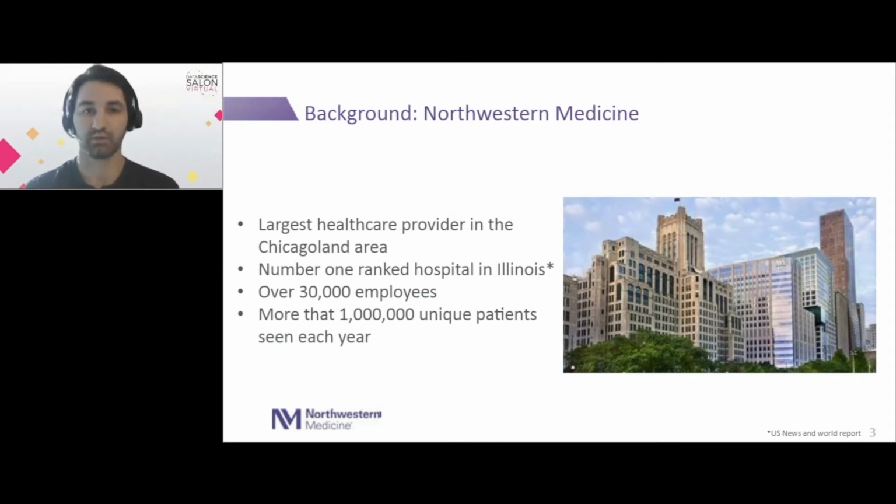So some background about Northwestern Medicine, which is where I work and where we deployed the model. It's the largest healthcare provider in the Chicagoland area. It's the #1 ranked hospital in Illinois. It has over 30,000 employees, and it sees over 1 million unique patients every single year. And these numbers are all growing as the healthcare system consolidates and more hospitals are tied into the network. I think right now there's 13 hospitals and many different outpatient clinics that comprise Northwestern Medicine.